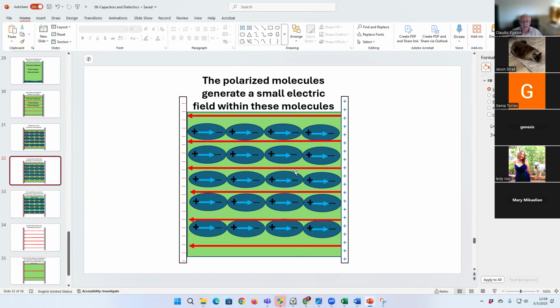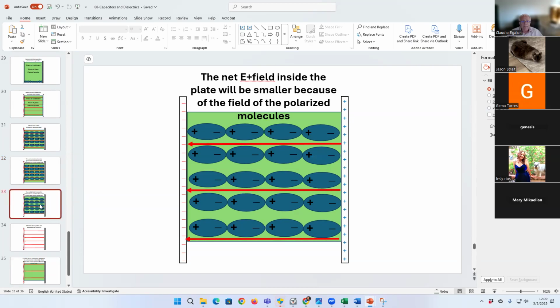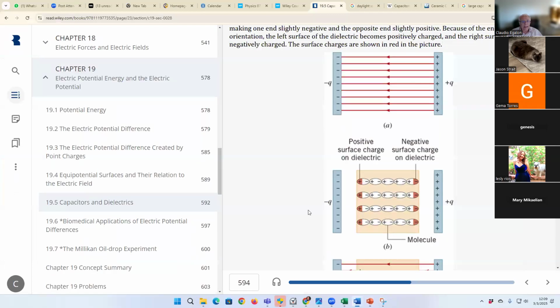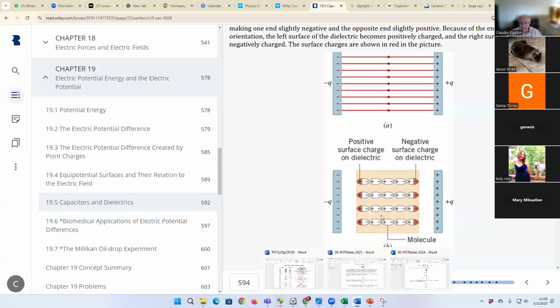I'm drawing it as electric field lines, right? I have 1, 2, 3, 4, 5, 6 lines here because this electric field inside the molecules is pointing contrary to the outside electric field. The net electric field is going to be weaker, okay? Just like that. That's the story that I have to tell you, okay? So let's put that in the notes. And that's exactly what's written here too, in the book.